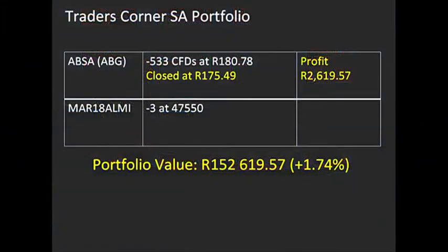All right, let's take a quick look then at where we stand with the portfolios, both local and offshore. Right, so we've got our local portfolio here. We banked profit on the ABSA trade, as I mentioned earlier on in the show. So we're up 2,600 Rand since the start of the year, which is a gain of 1.74% for the year so far. We short the 3 ALMI futures at 47,550. That's what I mentioned earlier on the show this evening.